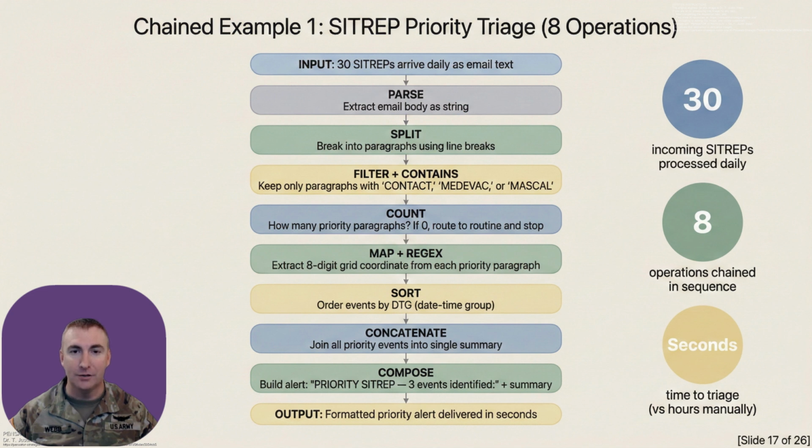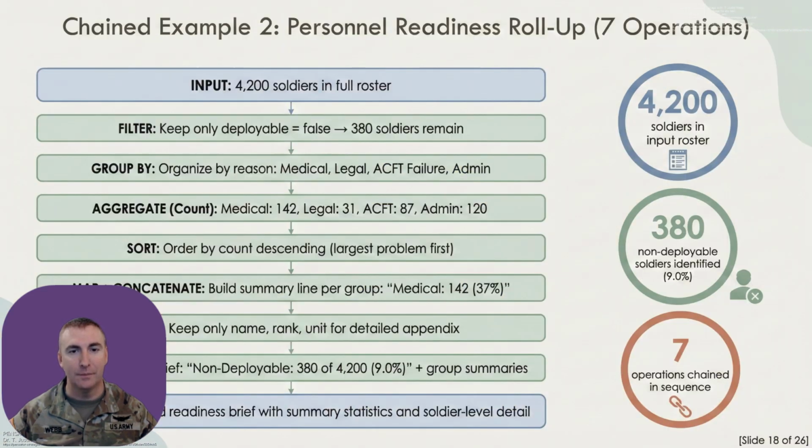Now apply it to readiness. 4,200 soldiers. The G1 needs a non-deployable summary by Monday morning. 7 operations. Filter to the 380 who are non-deployable. Group by reason code. Count each group. Sort largest first. Build a summary line for each. Select the detail fields for the appendix. Compose the final brief. Medical 142. Legal 31. ACFT 87. Admin 120. Pattern visible. Priorities clear. Generated automatically every Monday at 0600. Readiness handled. Now, apply the same logic to supply.